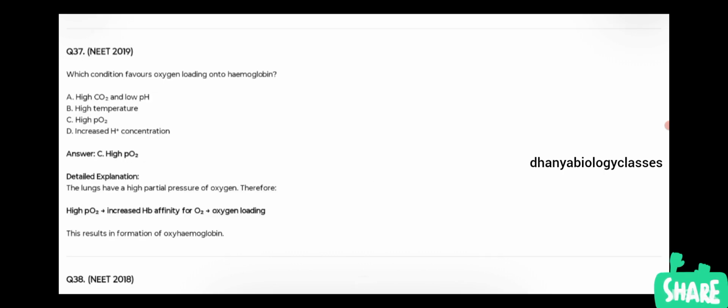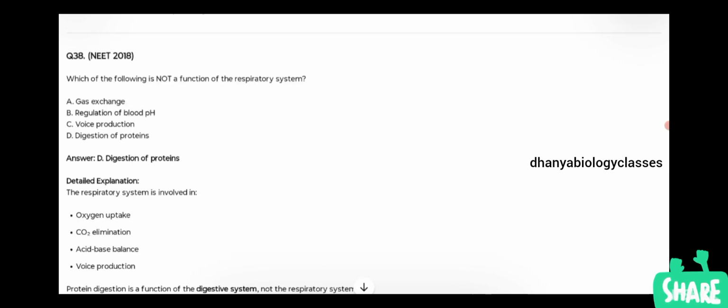Which condition favors oxygen loading onto hemoglobin? That is high partial pressure of oxygen. Then low partial pressure of carbon dioxide, then low temperature and low acidity. These are the other factors that favor the formation of oxyhemoglobin. Okay. Which of the following is not a function of the respiratory system? Gas exchange is there. Regulation of blood pH is there. Voice production is there because of the larynx, the voice box. And the digestion of proteins is the function of the digestive system. So this is the answer.